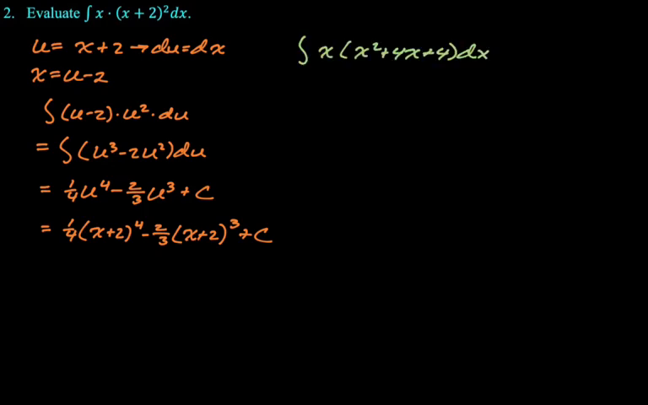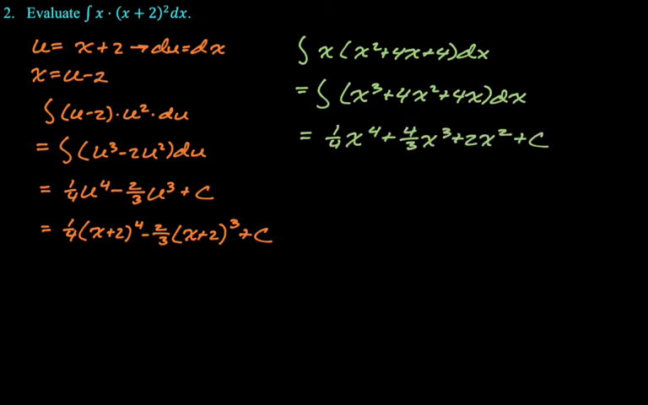So I will do this, and then I will distribute, and then I will reverse the power rule, which gives me 1/4 x^4 + 4/3 x^3 + 2x^2 + c. These are equivalent where c is a different value for each of them.